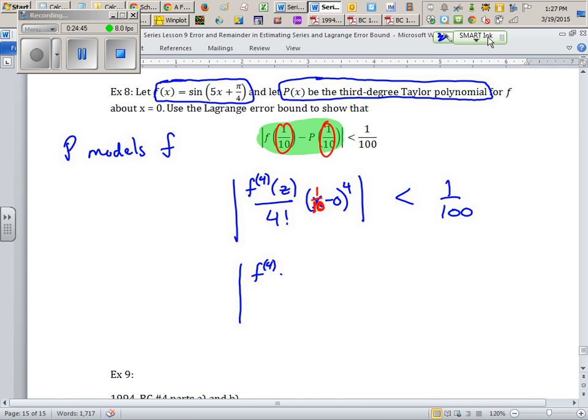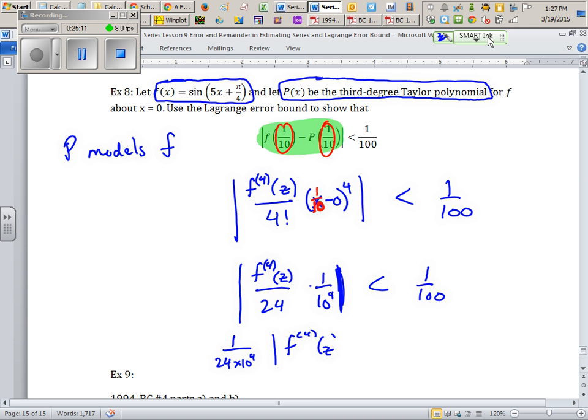So here is what we have so far. This is just a 24. This is just 1 over 10 to the fourth. So you can pull out a 1 over 24, times 10 to the fourth. Or let's just write it as 24 times 10 to the fourth, because it's probably going to reduce anyway. Okay, so here's where we have to do a little more work. What is the fourth derivative at z? So we're going to have to play around with this. So let's give it a try here.